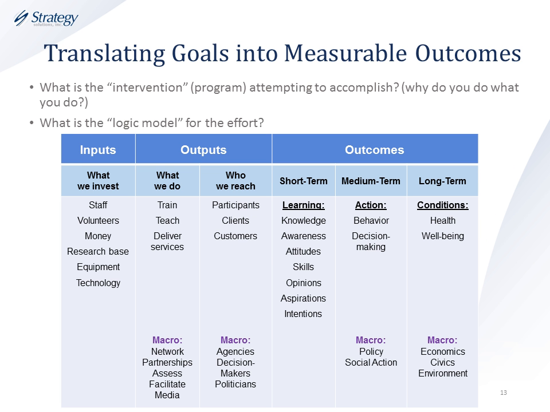So how do we get started with translating our goals into measurable outcomes? Well, first of all, we should be asking ourselves, what's that intervention program, whatever it is, attempting to accomplish? Are we trying to increase people's knowledge?